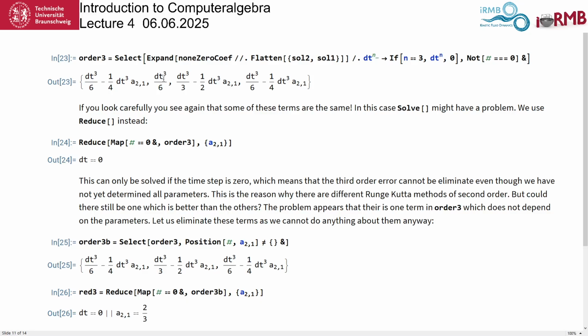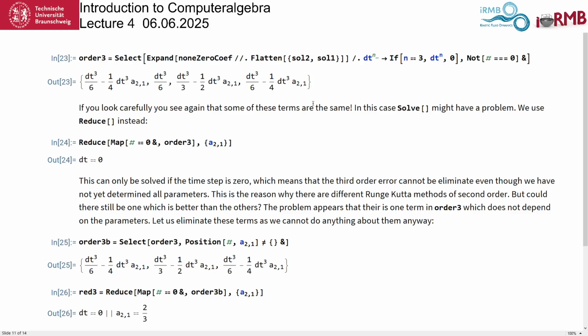This does not depend on our parameters. Yeah, so this will not disappear. It will disappear when you put dt to 0, but it won't disappear otherwise. Okay, so there is no solution.